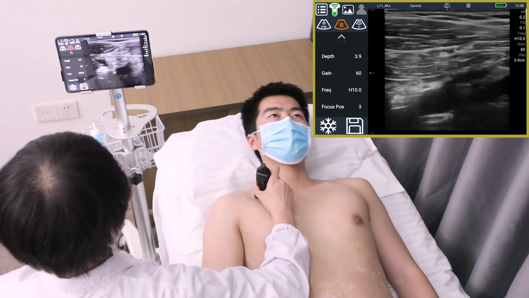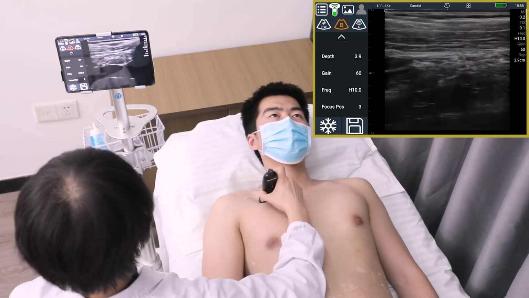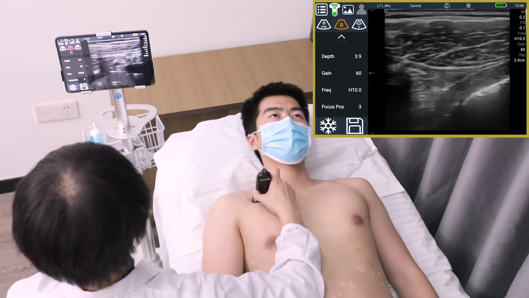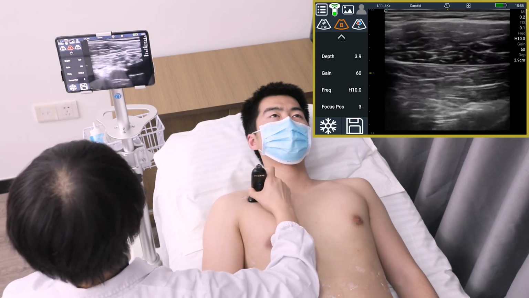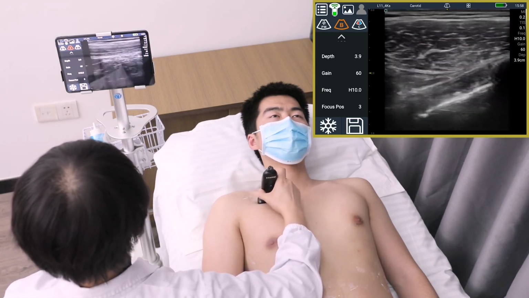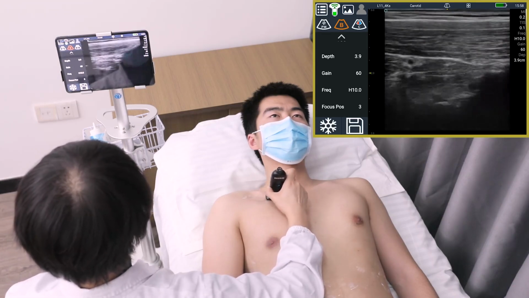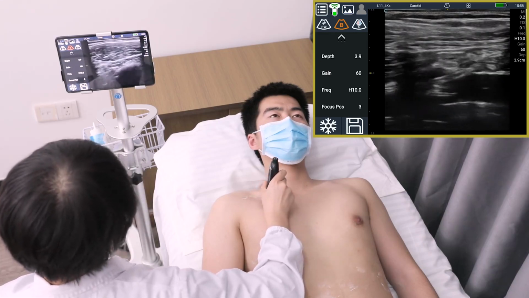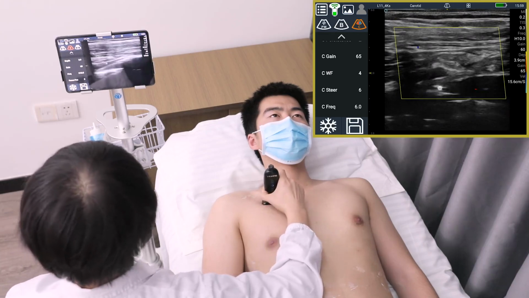The internal jugular vein, subclavian vein, and axillary vein are also important blood vessels that need to be positioned for puncture and catheterization during central venous catheterization, and are important references for monitoring whether the catheter is displaced or dropped.